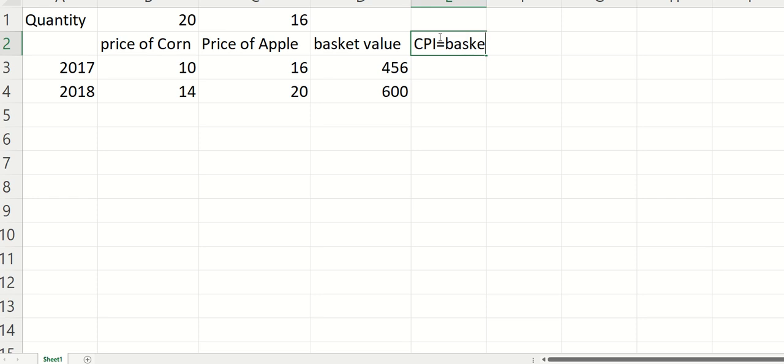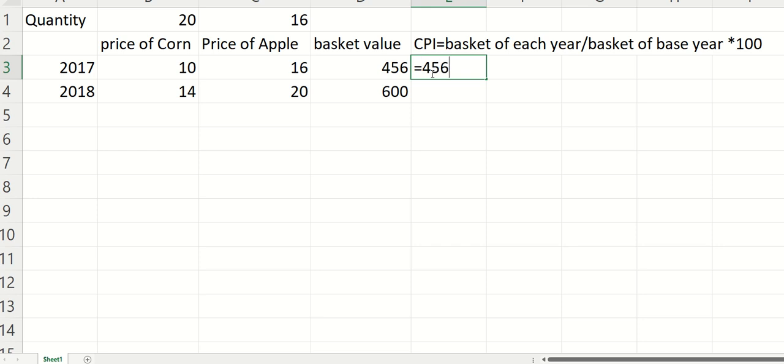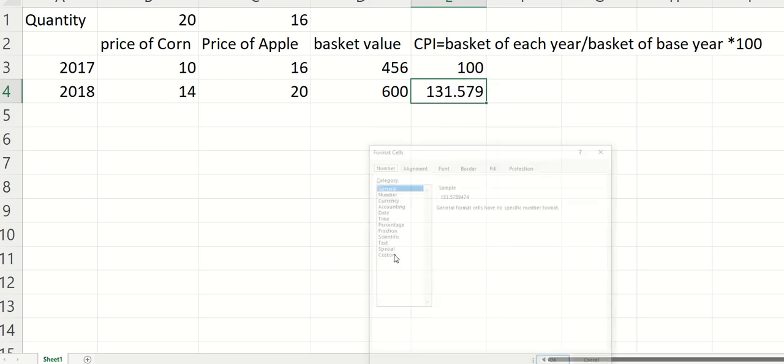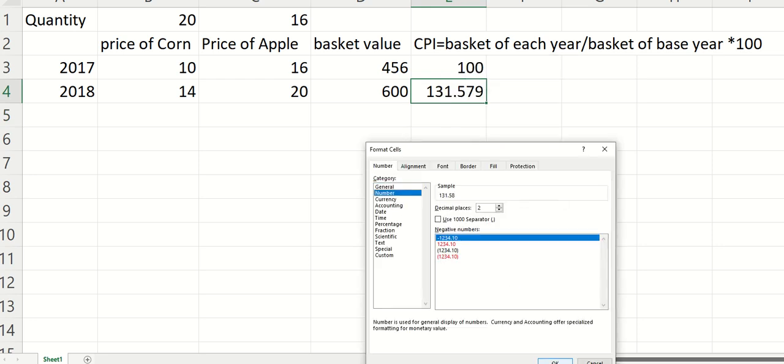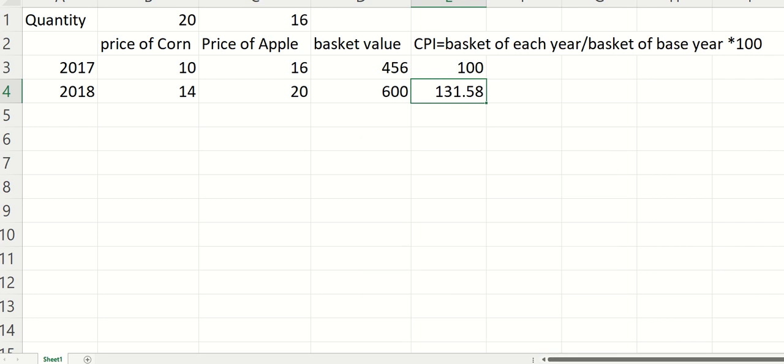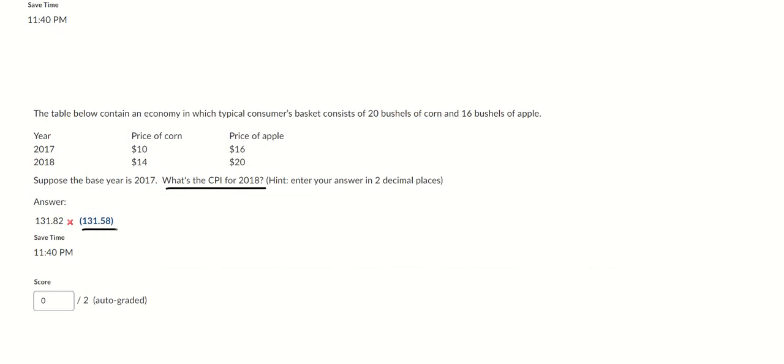So this equals your basket of each year divided by the basket of the base year, times 100. Base year 2017, so that will be 456 over 456 times 100. And the next one is 600 divided by 456 times 100. We want 2 decimal places, so the answer is 131.58.